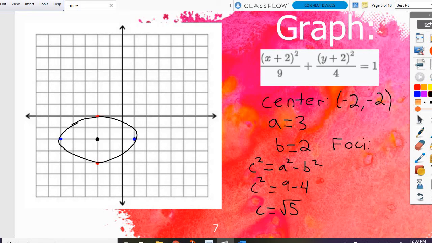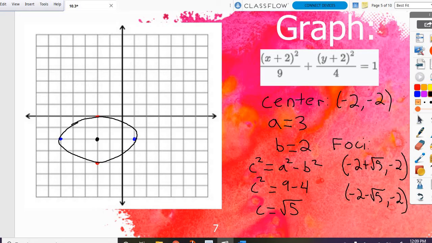So remember that C is going to be the distance from my center. So I'm going to add or subtract it to my x value or my y value of my center. It's going to be the x value. So I can write my foci as negative 2 plus the square root of 5, comma negative 2, and then negative 2 minus the square root of 5, comma negative 2.